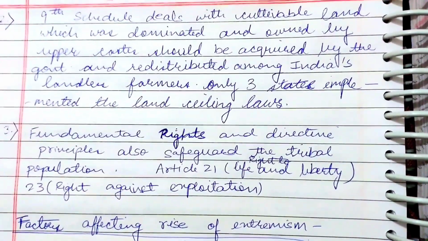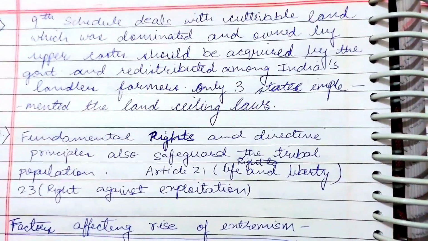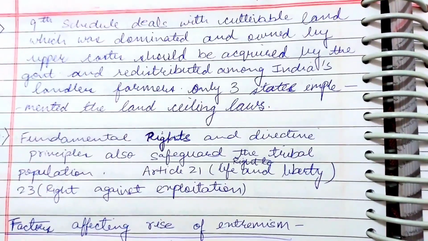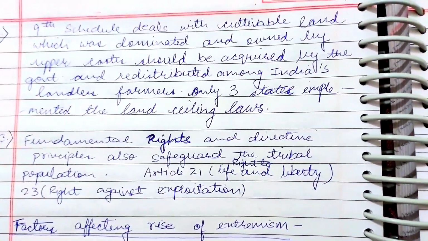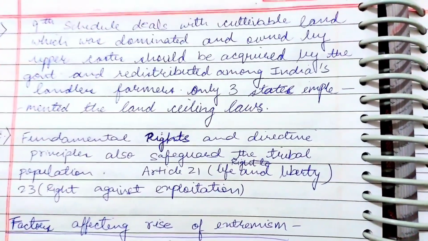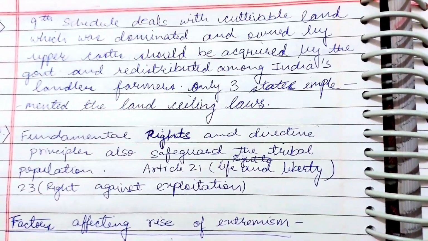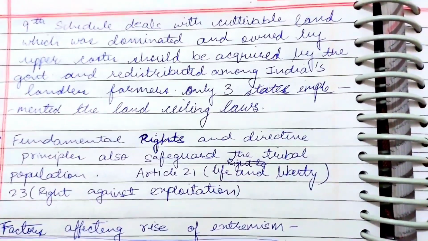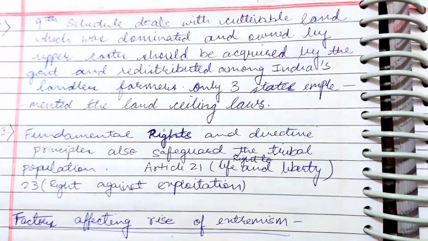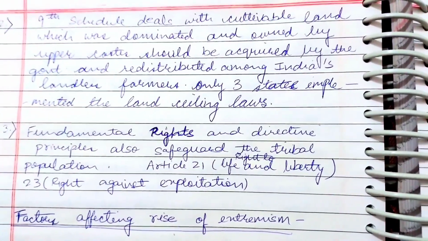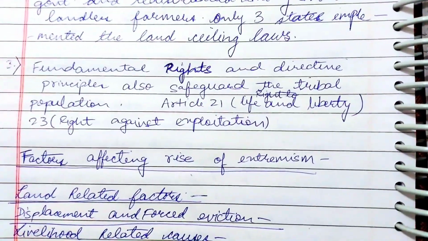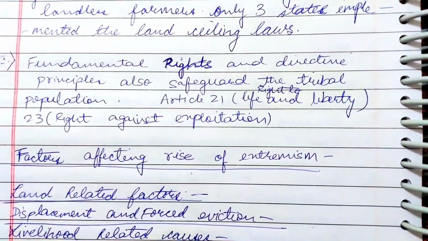This is one of the major causes, because the landless farmers and laborers did not get their lands. If they don't have land, then they have to work in some other unorganized sector to earn their livelihoods, and this will cause discontent among the people. It will lead to extremism and animosity towards the government, as expectations of the government will not be met. So now the third point is that fundamental rights and directive principles also safeguard the tribal population.